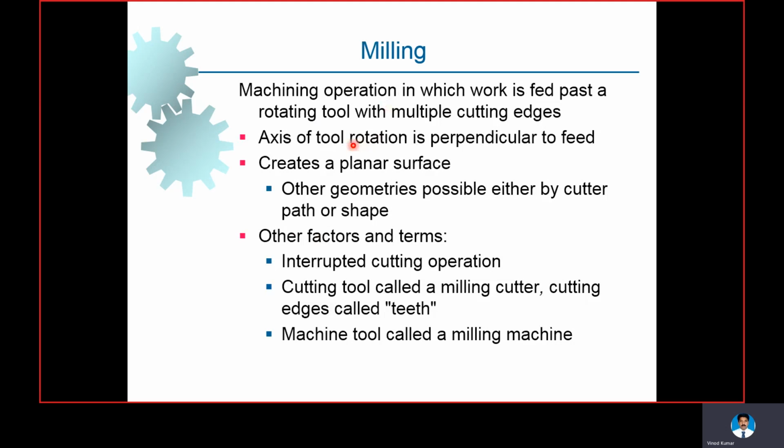Now, another important process in manufacturing is the milling operation. It's a machining operation in which work is fed past a rotating tool with multiple cutting edges. So milling is an operation done with multiple cutting edges. The axis of tool rotation is perpendicular to the feed. It generally creates a flat or plane surface. The milling operation can be done with the help of a machine called a milling machine. A multiple cutting edge tool in a milling machine is used to produce a plane or flat surface. A large amount of material can be removed.